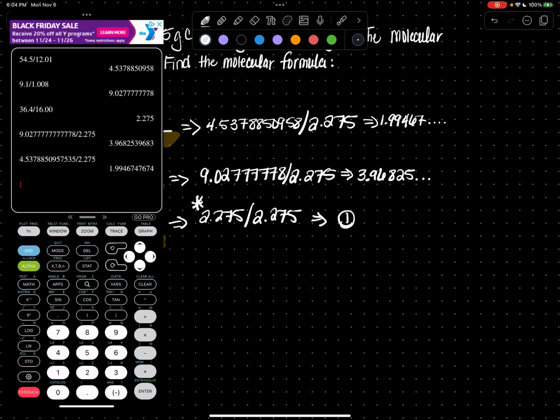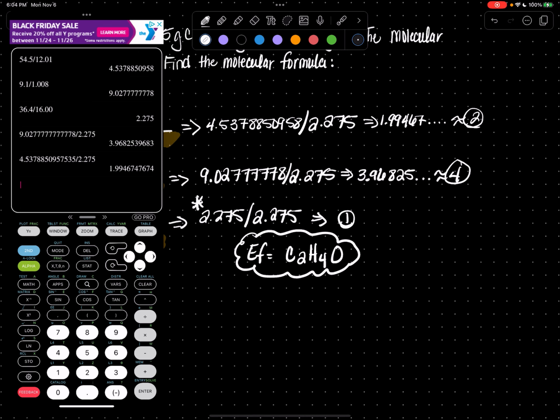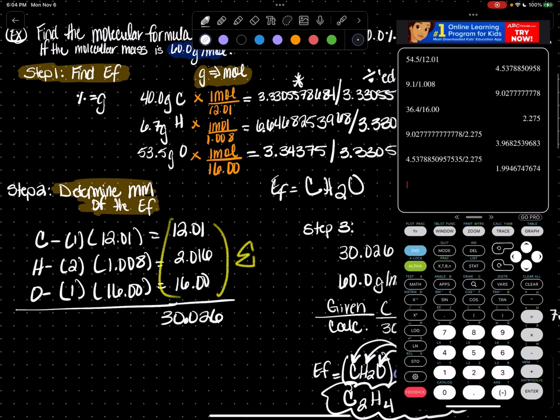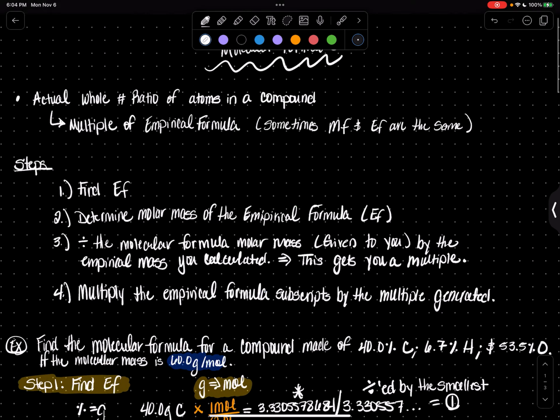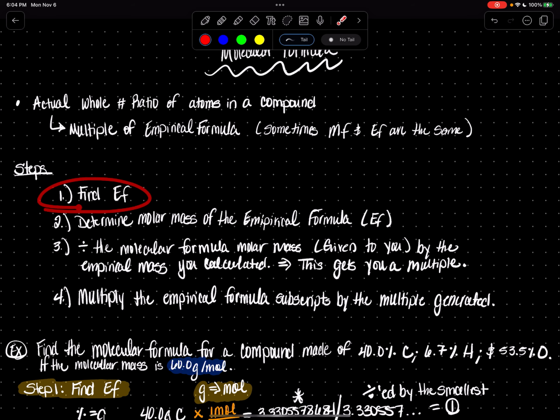All right, looking at this, I don't have anything I've got to double here, so that's 3.96, that rounds to approximately 4. And 1.99 rounds to 2. So my empirical formula down here comes to C2H4O. That's my empirical formula. I'm not done yet. So right now I have found my empirical formula.